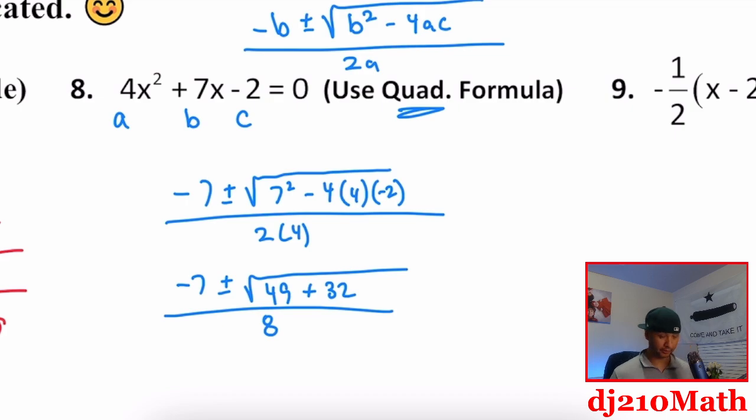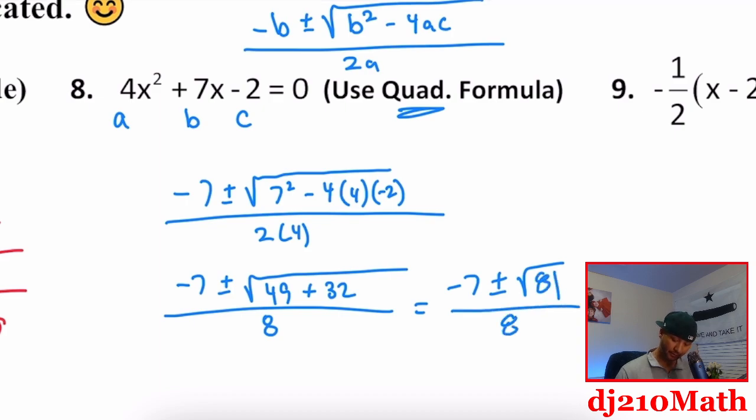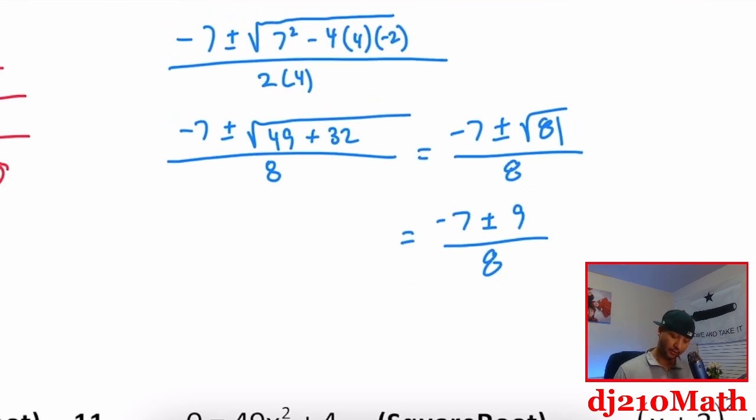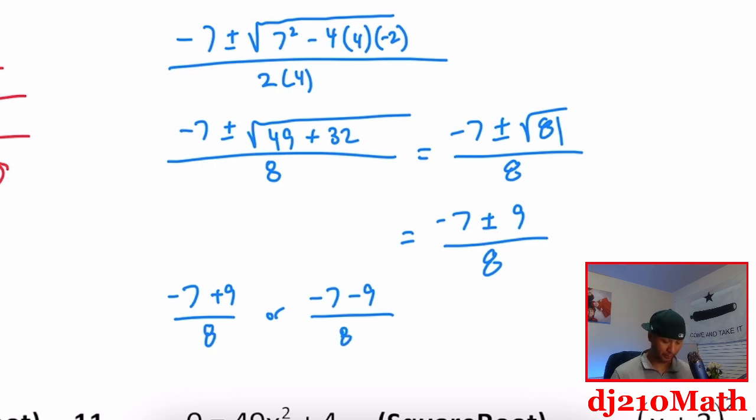Okay, 49 plus 32. 79. 81. That's nice. So negative 7 plus or minus root 81 all over 8. That's going to be negative 7 plus or minus 9 over 8, right? The square root of 81 is 9. So our two answers are negative 7 plus 9 over 8 or negative 7 minus 9 over 8, right? That's what plus or minus means.